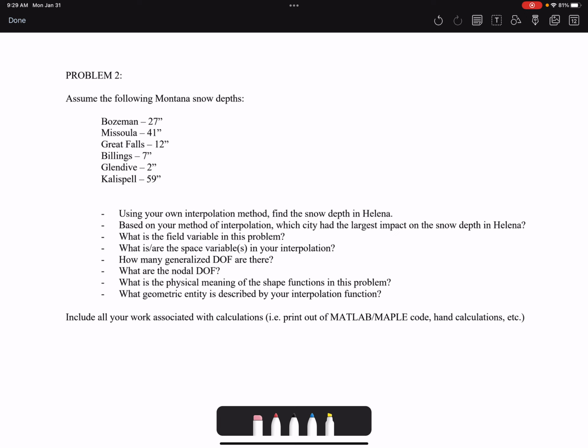There's the physical meaning of the shape functions in this problem. You're going to figure out what the shape functions are. Answer multiple parts of this problem. What geometric entity is described by your interpolation function? If you use MATLAB or Maple, which would be very easy, or help you, I guess. I wouldn't say easy, but it's going to help you. Just be sure to include your code, just a printout of your code and your outputs.